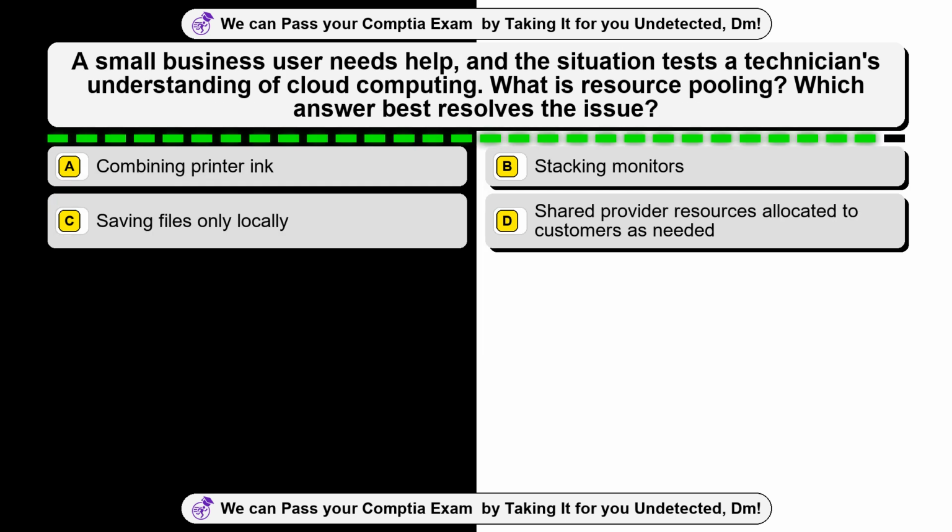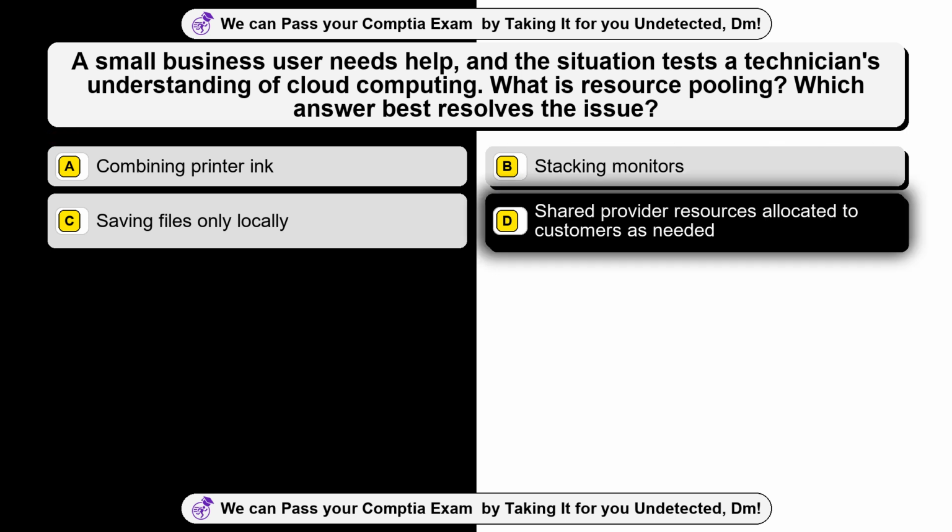Question 19. A small business user needs help, and the situation tests a technician's understanding of cloud computing. What is resource pooling? Which answer best resolves the issue? Option A, combining printer ink. Option B, stacking monitors. Option C, saving files only locally. Option D, shared provider resources allocated to customers as needed.